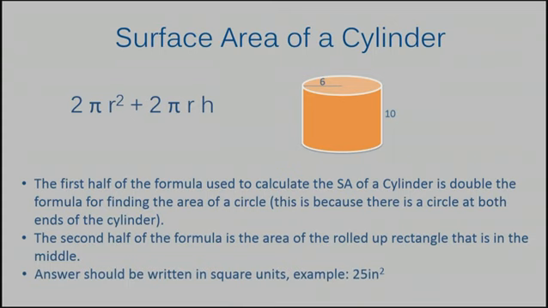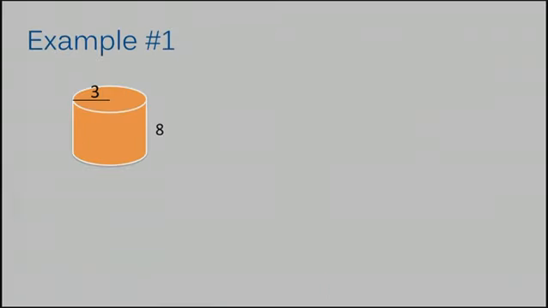Let's move on to our first example so we can calculate the surface area of a cylinder. Example number 1. I have a cylinder that has a radius of 3 and a height of 8. This is all the information that I have. Like always, I like to start off by rewriting my formula. So, my formula is 2 pi r squared plus 2 pi r h.